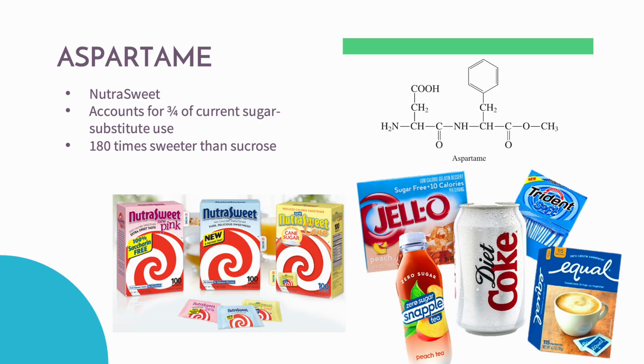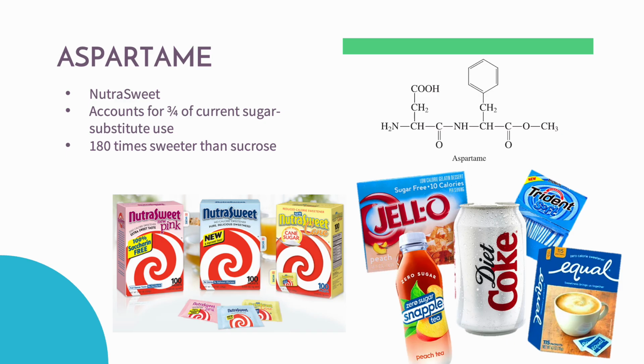Another sugar substitute is aspartame, marketed as NutraSweet. It accounts for three-fourths of current sugar substitute use. It is 180 times sweeter than sucrose, and is used mostly in the United States and Canada. It has quickly found its way into almost every diet food on the market today. Aspartame, just like saccharin, is not heat stable, and therefore it cannot be used in products that require cooking.